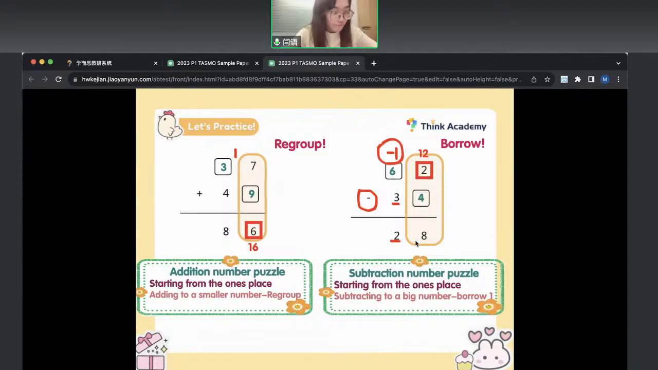Okay, I see some students answering me 5. No, it is not 5. It should be 6 because you need to consider the borrowing. Okay, borrowing. Clear?